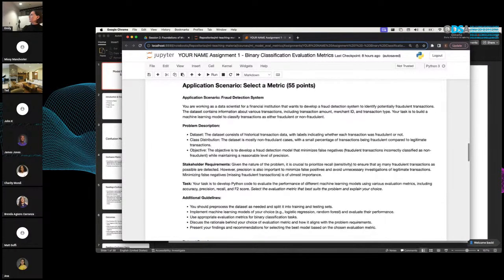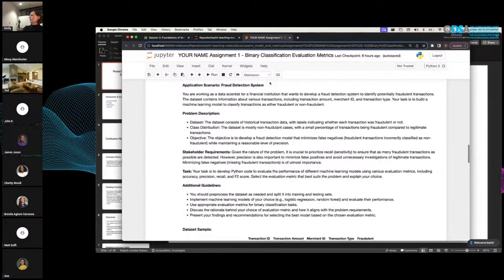And then most of the assignment is in the application scenario, where I'm giving you a situation and I'm asking you to understand the situation from the stakeholder's perspective and try to select a metric. So I talk about a scenario here, fraud detection system, and here's the problem and a little bit of information about it. And here's what the stakeholders want. Here's what's important to them. So here's what you have to do.